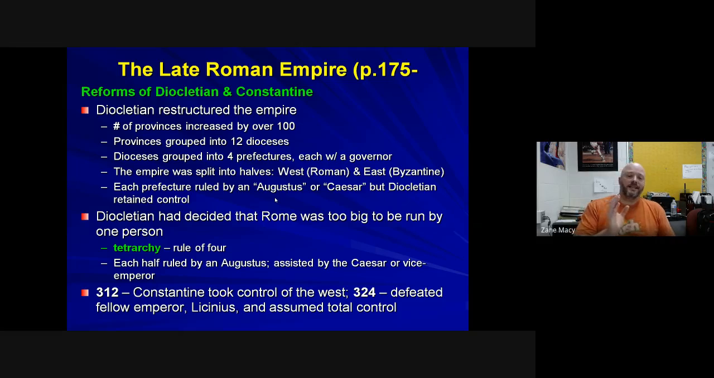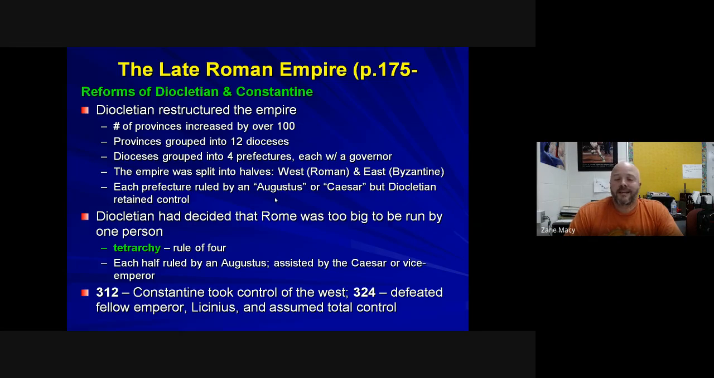Now, what you're going to see later is, as the empire has been split, as he's restructured everything into districts and regions and dioceses, prefectures, and halves, he remains emperor, but then you have an Augustus or a Caesar. You have an Augustus and a Caesar in one prefecture in one half of the empire. You have an Augustus and a Caesar in the other half of the empire.